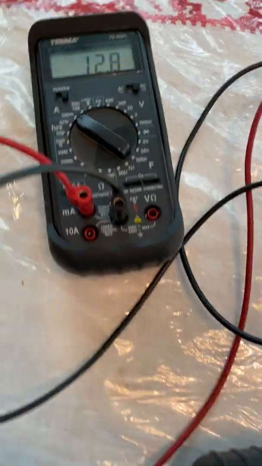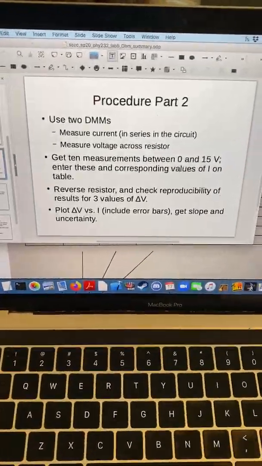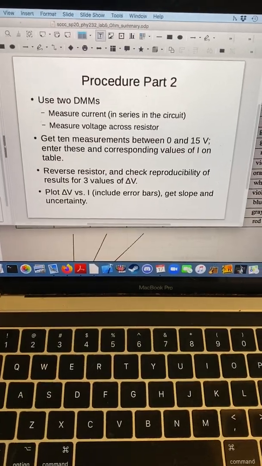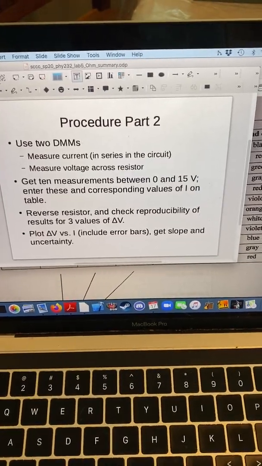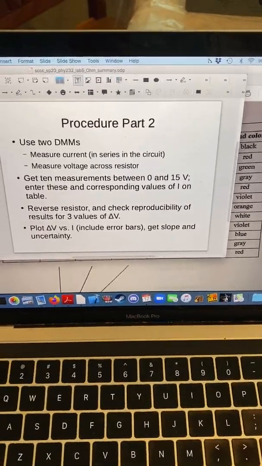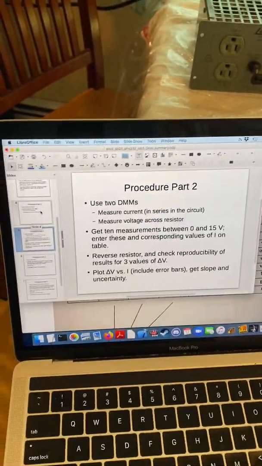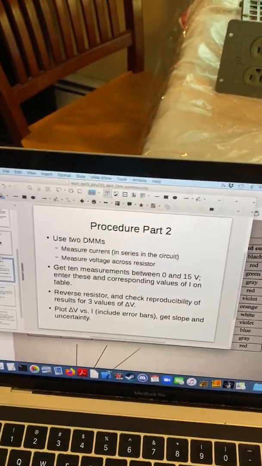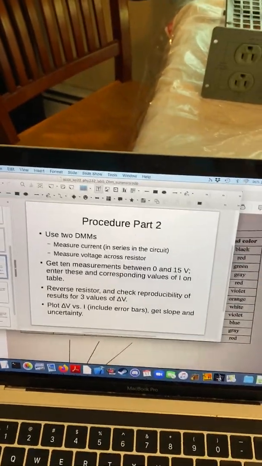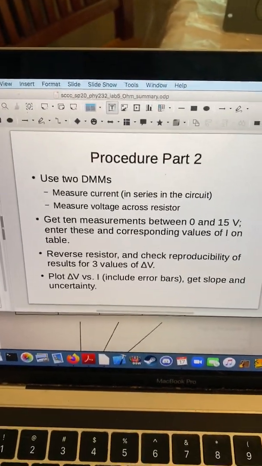And so you're going to plug those values in and put those into your table, and you're going to make a graph. You're going to plot voltage versus current, include error bars on the graph, get the slope of the graph. Again, the slope of the graph should equal the resistance, and get the uncertainty in your slope reading. And if you're having trouble figuring out how to use Excel to get the uncertainty in the slope, please let me know. And then figure out if that agrees with your DMM reading within the uncertainty. Okay, so that's part 2 of the experiment.